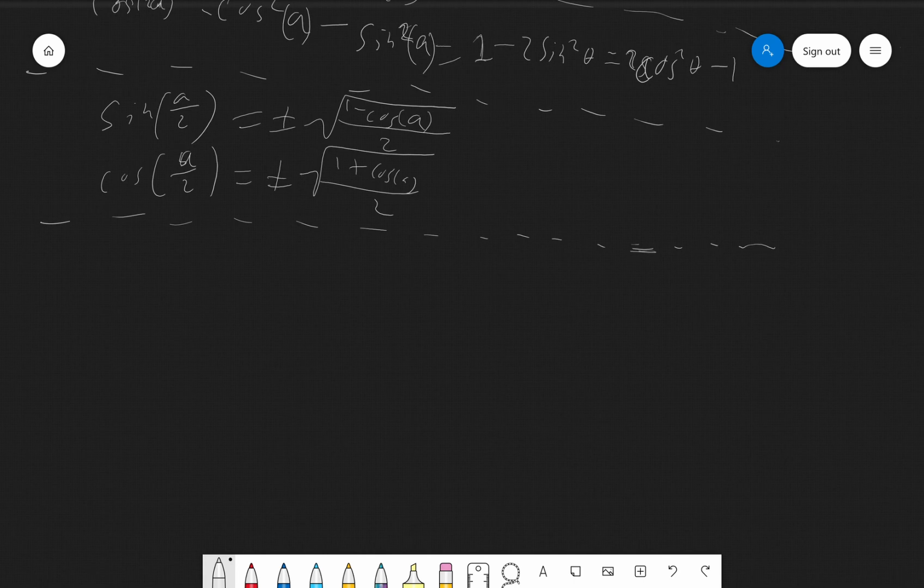So let's move on. Now, sum to product formulas and product to sum formulas. I've struggled to memorize them, and I really hate them. They're so annoying.